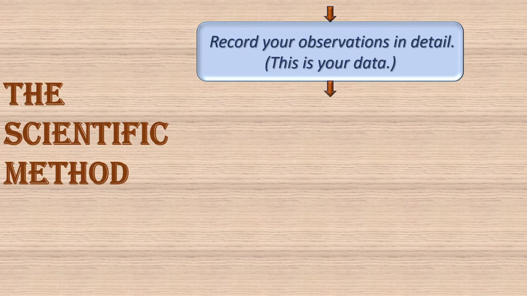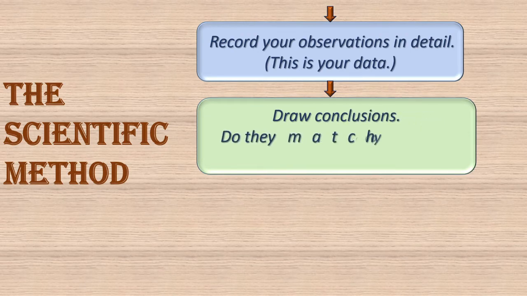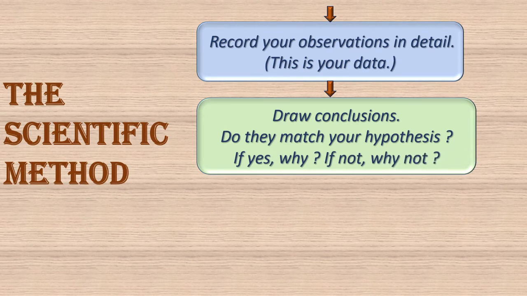After that, here you have to draw the conclusions. Do they match your hypothesis? If yes, why? If not, why not? That you have to think. Here about the magnet, it seems as if some metal objects are attracted to the magnet. They are made of iron or steel. This conclusion is written.